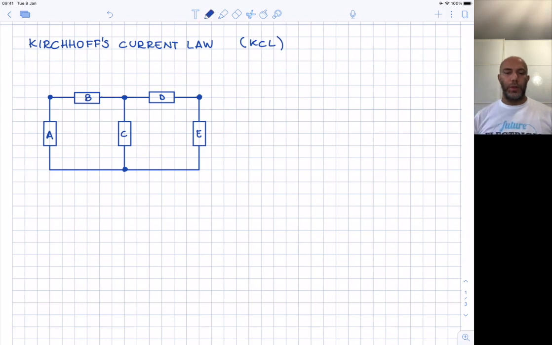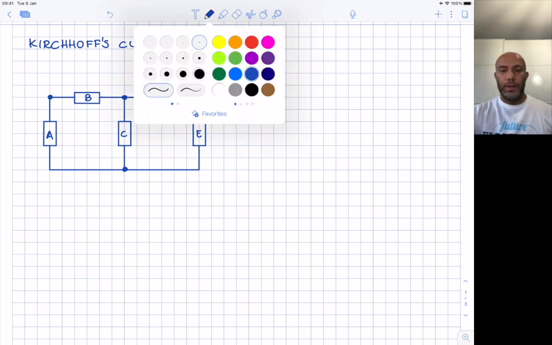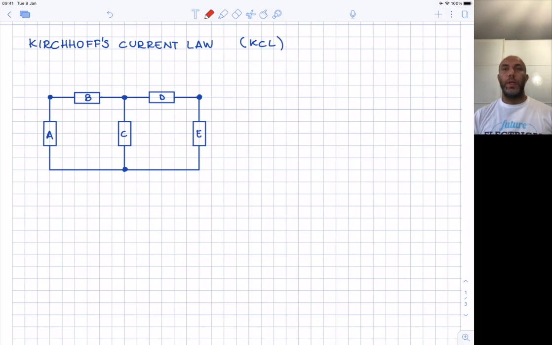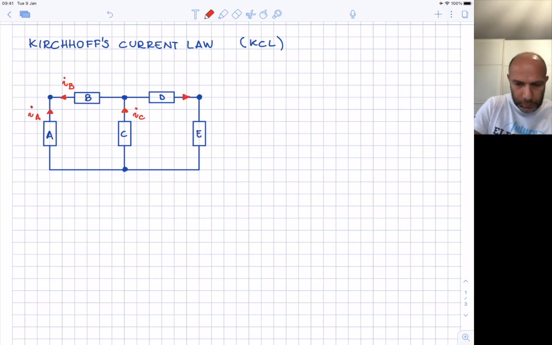Let's start with the definition of Kirchhoff's current law. Of course, it involves the currents in a circuit. So let's draw the currents in each component according to an arbitrary direction that we choose to study that component. For example, IA going up, IB going left, IC going up, ID going right, and finally IE going down.